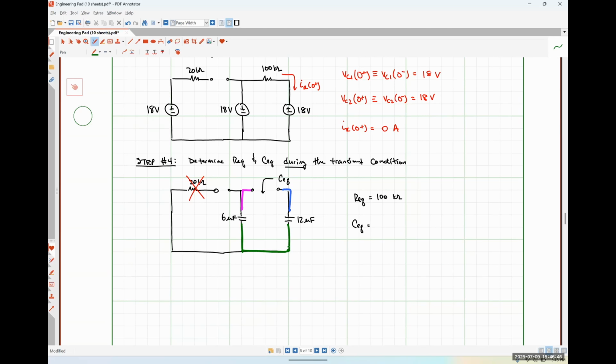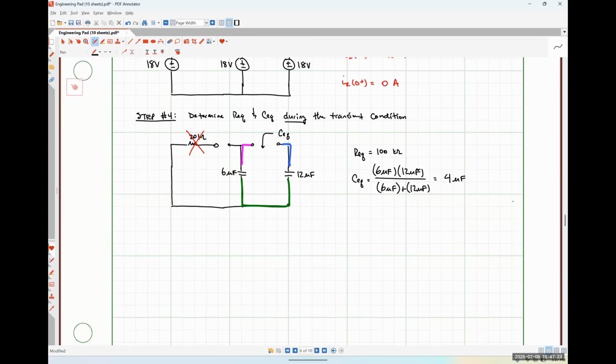So for capacitors, 6 in series with 12 is going to look like 6 microfarads times 12 microfarads over 6 microfarads plus 12 microfarads, which, if my mental math is correct, is 72 over 18, which is 4. Somebody might want to check me on that one. That's correct. Okay.